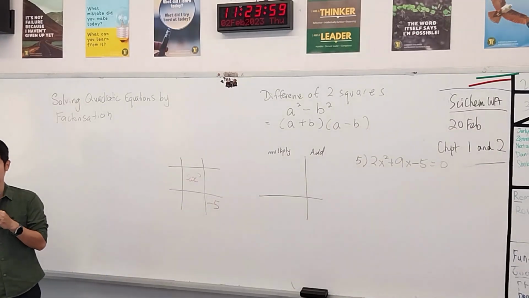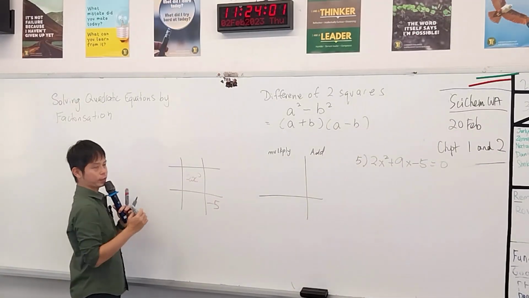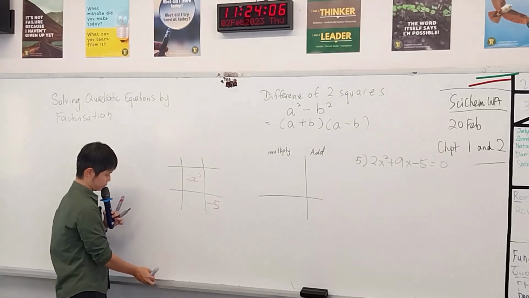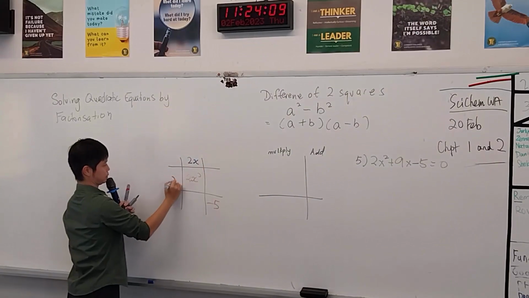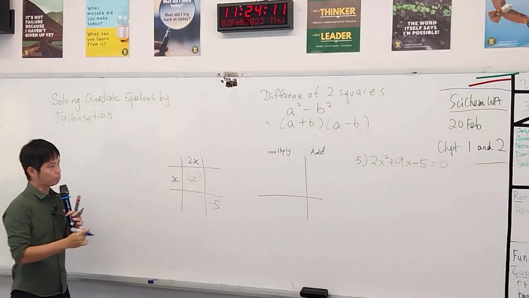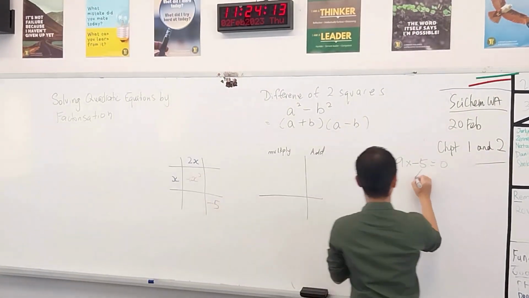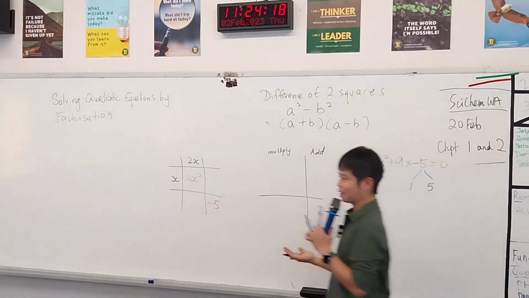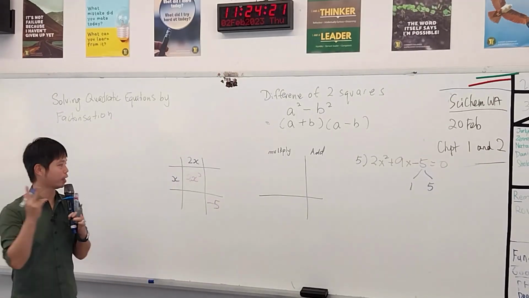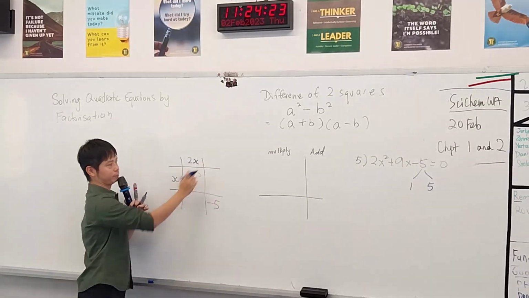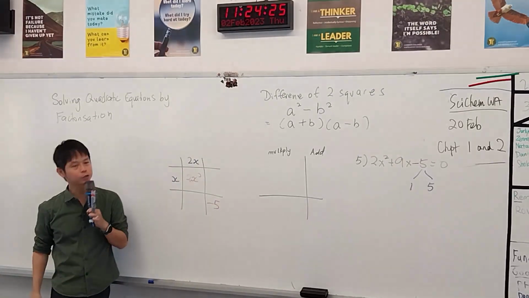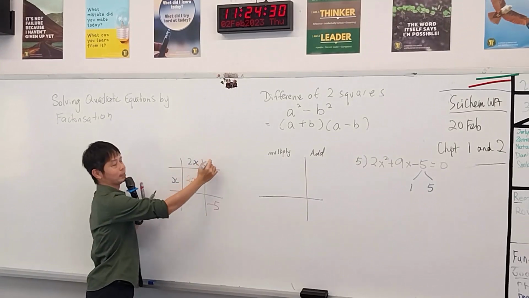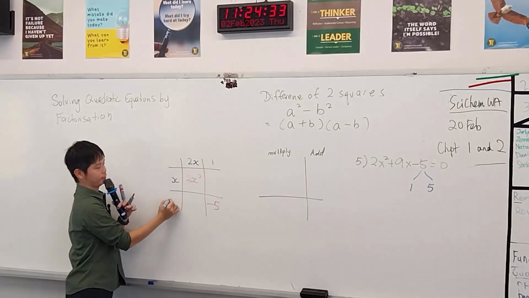The setup is slightly different from the cross method. Since we have 2x squared, we will have 2x times x. What are the factors of 5? It's a prime number, so only 1 and 5, right? Very fast you'll get the answer. We only need to try it twice: 1 and 5, 5 and 1. Let's guess. I put a 1 and then a 5.